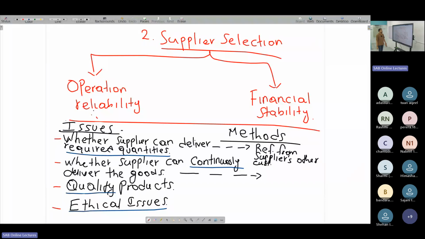Whether the supplier can continuously deliver the goods. Financial stability.